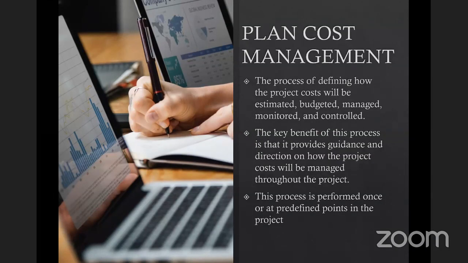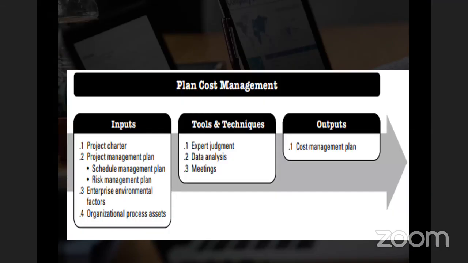How would you do your budgeting? Based on what method would you do your budgeting? How would you manage it? How would you monitor, and how would you control? In this planning process, all these are determined and those policies are set so that it can guide the whole process. Now, the key benefit of this process is that it provides guidance and direction on how the project costs will be managed throughout the project. This process is performed once or at predefined points in the project.